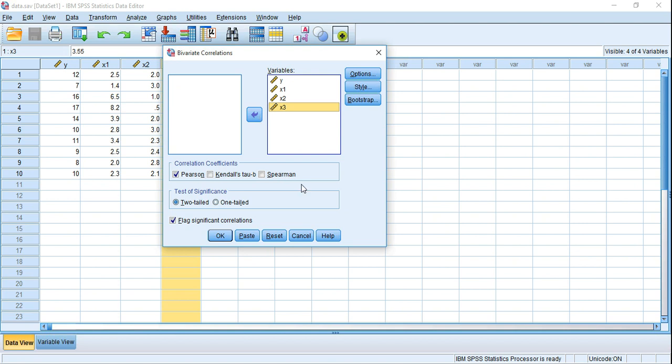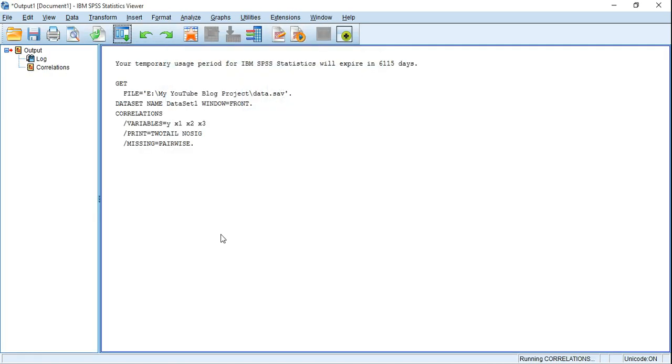And the next step is you have to determine the level of significance in your correlation analysis. The level of significance can be 1% or 5%. If you consider 1%, then you will click one-tailed, or if you are considering 5%, then you will click on two-tailed. In this model, I'm considering 5% level of significance, so two-tailed is okay for me, and then click on OK.